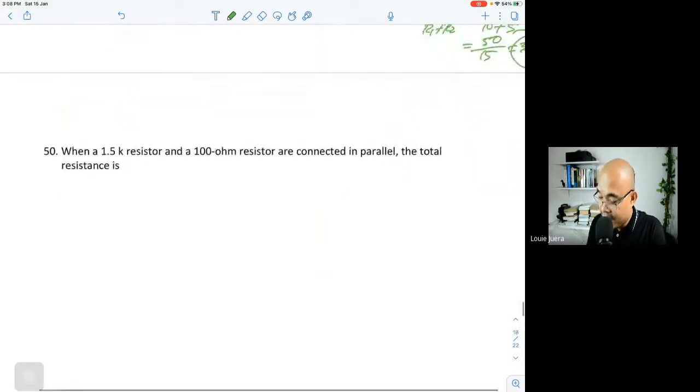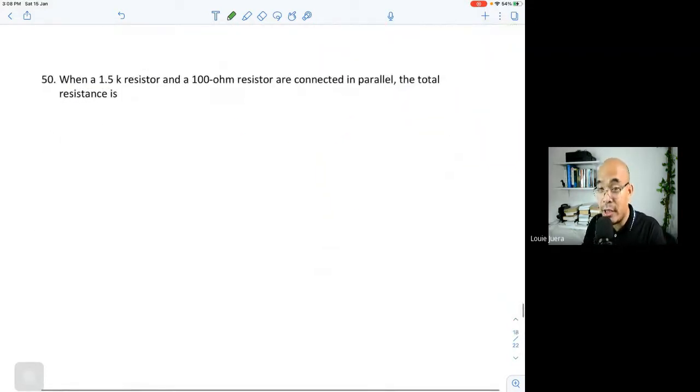Next. So this will be the last problem for this particular video, and then we will have the last video for this review tutorial, to complete the 6 series review in preparation for your written assessment. So now, let's try to have this last problem here. When a 1.5K resistor and a 100 ohm resistor are connected in parallel, the total resistance is, basically simple. So we just have to solve this one.